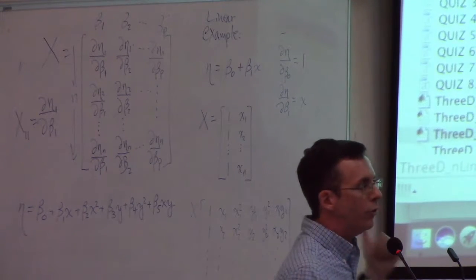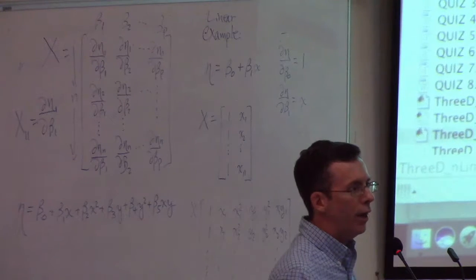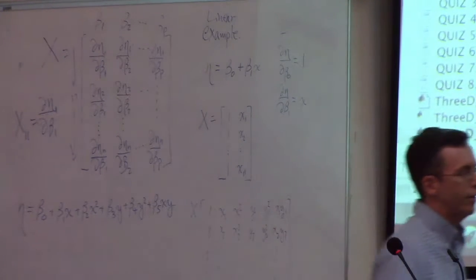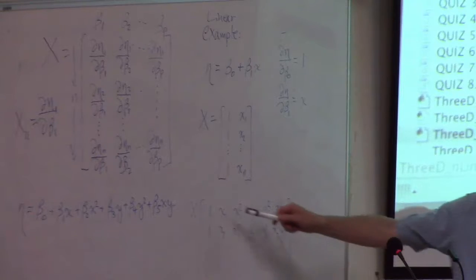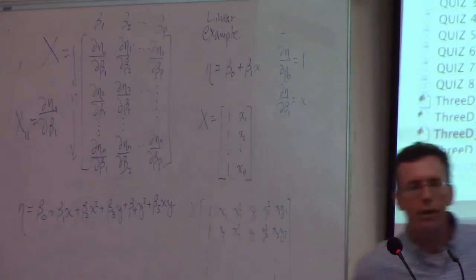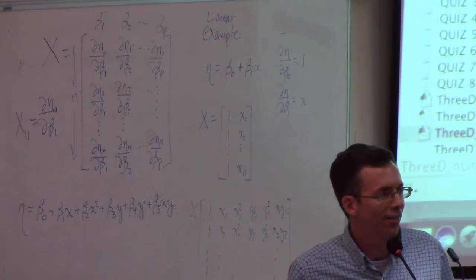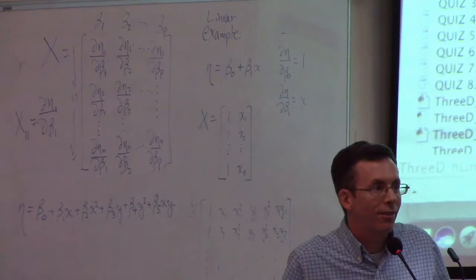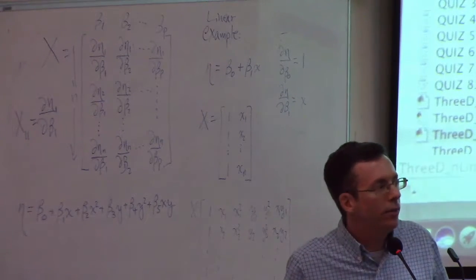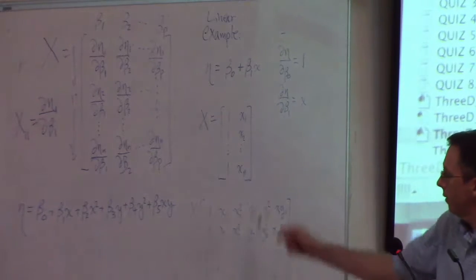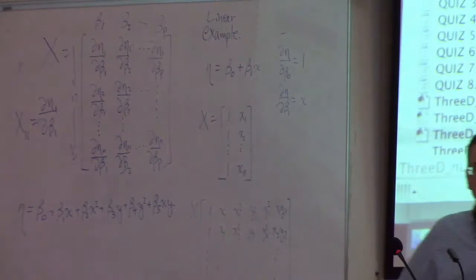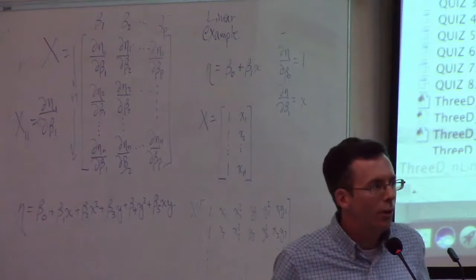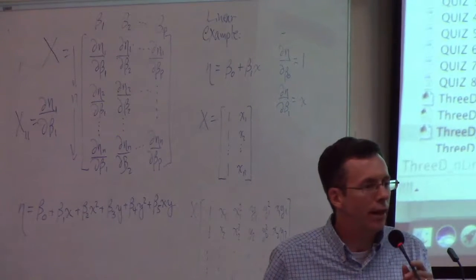So, and by the way, when I took the derivative, is it linear or nonlinear? Yeah. Why is it linear? You don't see any of the betas. There are no betas in the derivatives. So what I'm pointing out to you is, be careful about linear versus nonlinear.